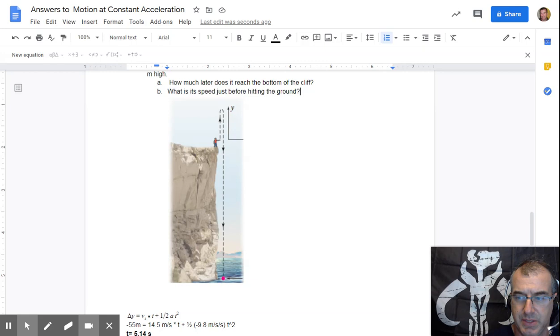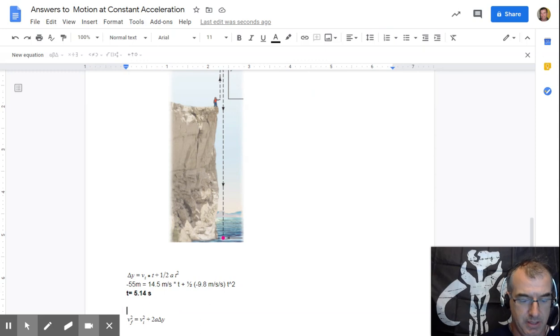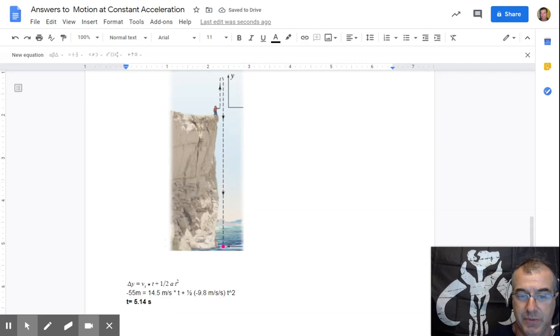Well, there are a number of different ways to go about solving it, but I'm going to try to do it in one step. What I have here is the delta y, which is the vertical displacement, simply equal to the initial velocity multiplied by time plus 1/2 times the acceleration times time squared. So I can just plug the numbers in.